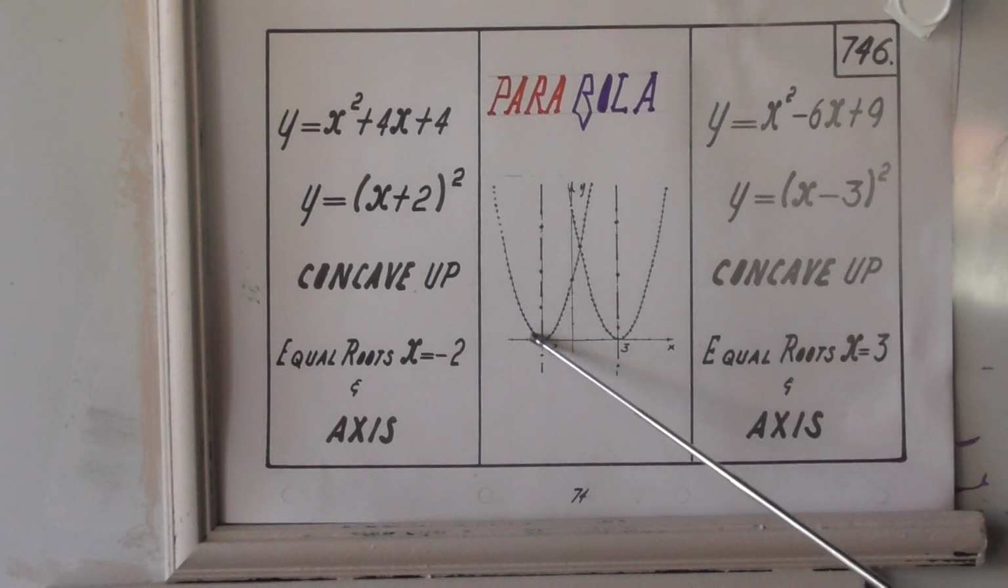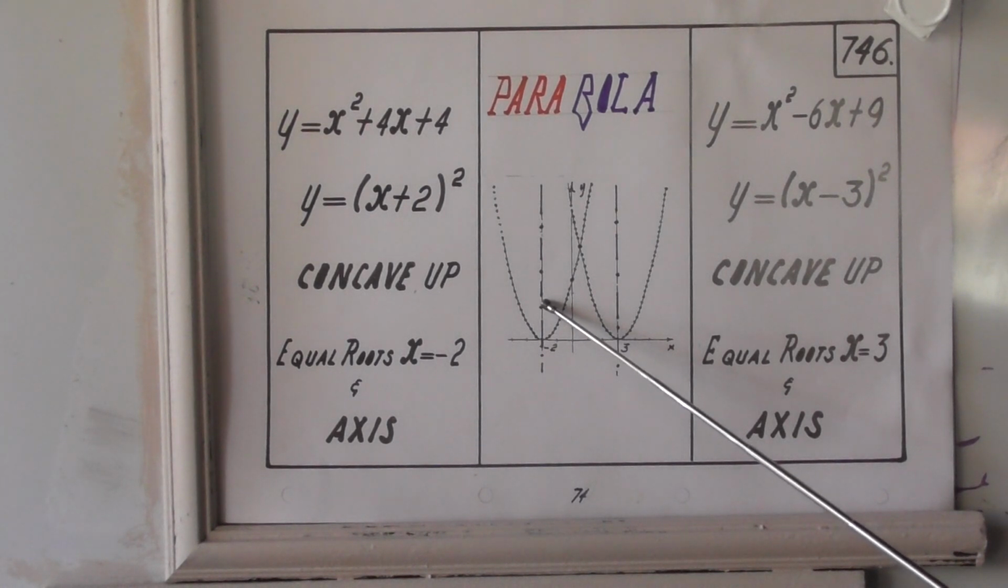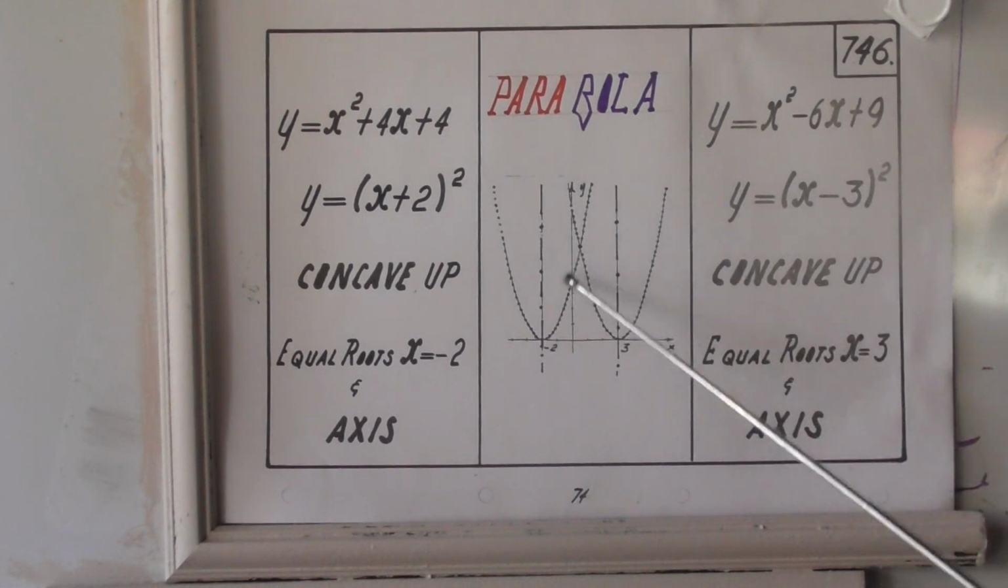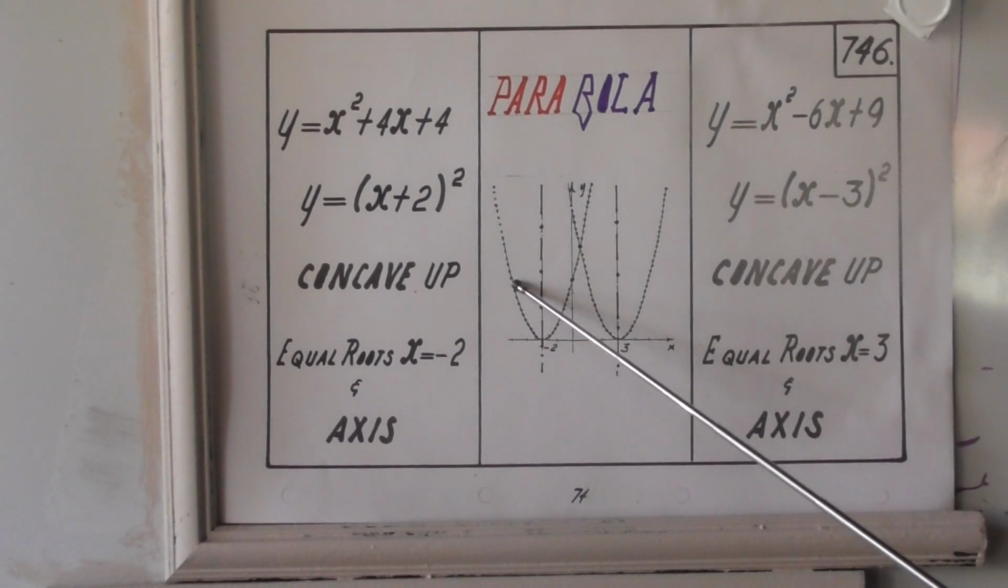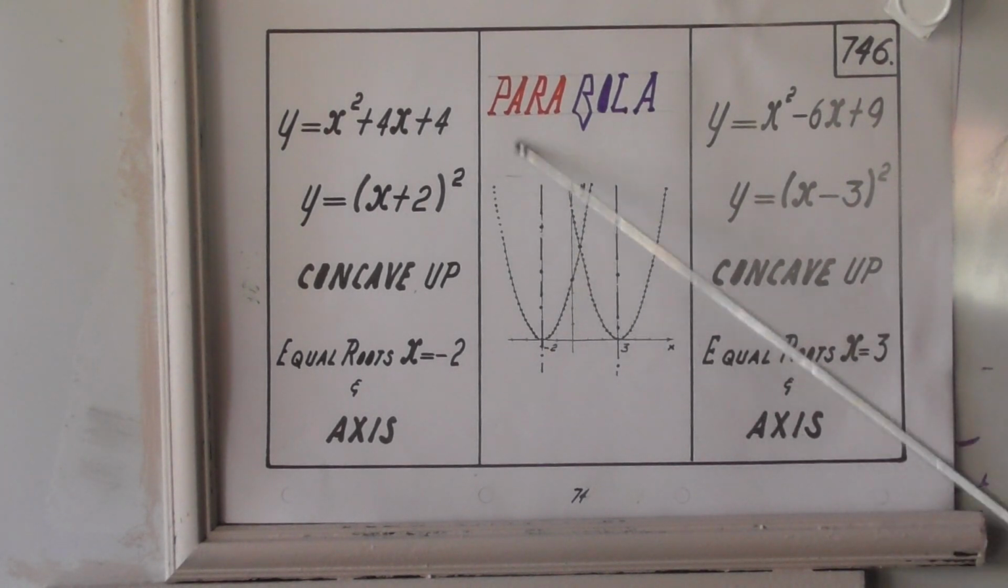This is the shape of the inside of your headlight. The light bulb is in here, called the focus. The weirdest thing is, this is like a mirror. The light shines here, it bends and goes out straight. That's why it is a headlight.